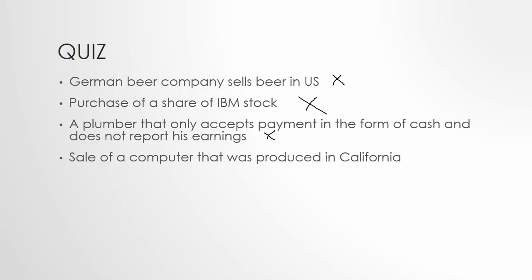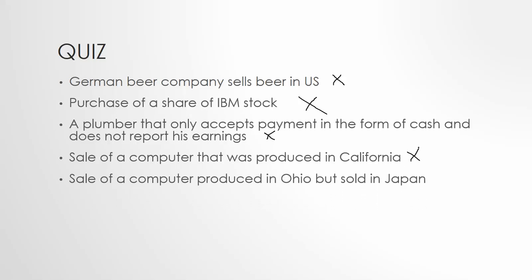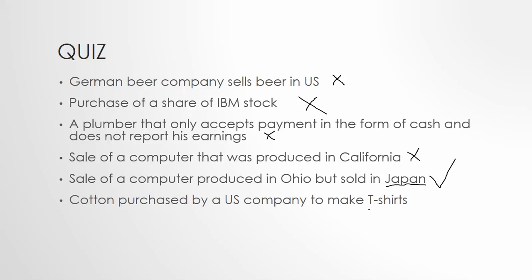The sale of a computer that was produced in California. It's current, it's perfectly legal, produced in the United States. That is included in GDP. Sale of a computer produced in Ohio but sold in Japan. So this is a bit of a trick question because you see Japan and you instantly think foreign, so not included. But it was produced in Ohio and it's perfectly legal. So that actually is included in GDP. That's supposed to be a check mark, by the way. Cotton produced by a U.S. company to make t-shirts. So I think I already covered this. Cotton would be considered an intermediate good here. So that is not included in our GDP.